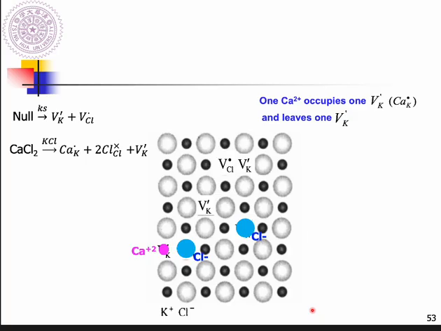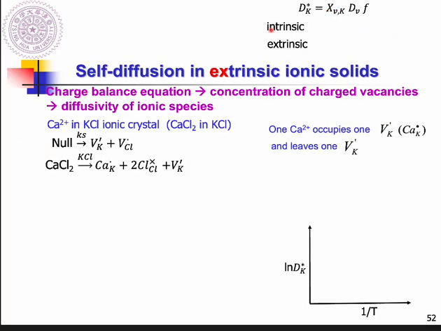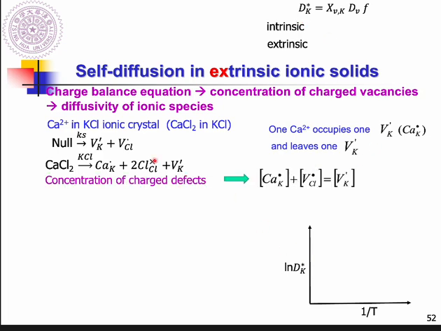increase as well. The concentration of V_K prime will increase, so the diffusivity for potassium will increase and change. But how it changes will be very important. So we want to estimate it. Based on the concentration of charged defects, all positive charge will equal all negative charge. So calcium at the potassium site with one positive charge, less concentration or less fraction, plus the vacancy at the chloride site will be equal to the vacancy at the potassium site with one negative charge.